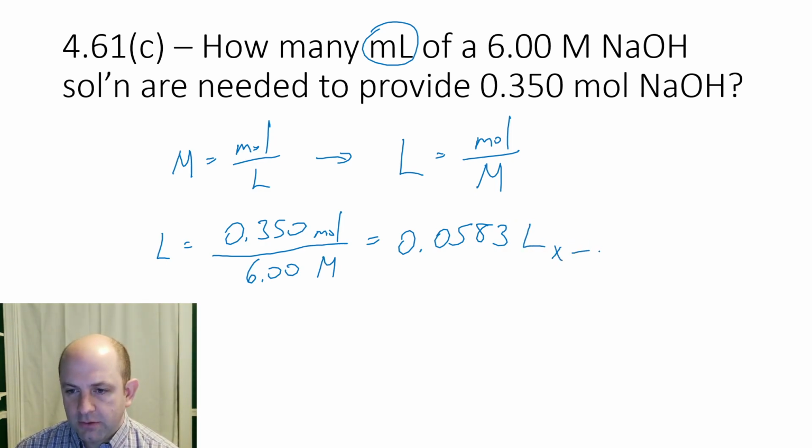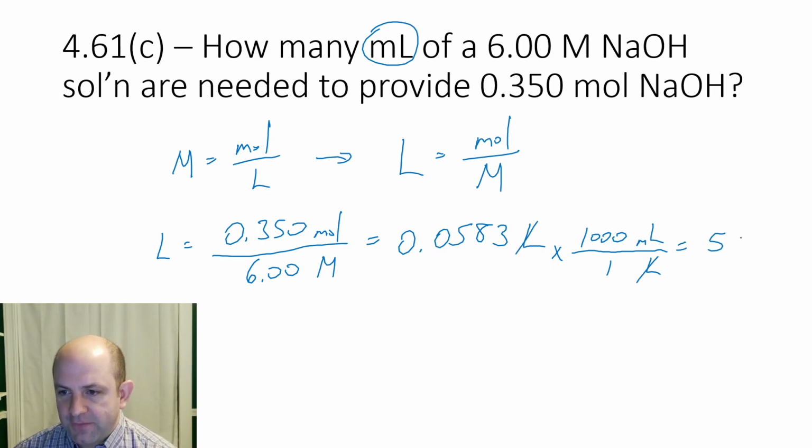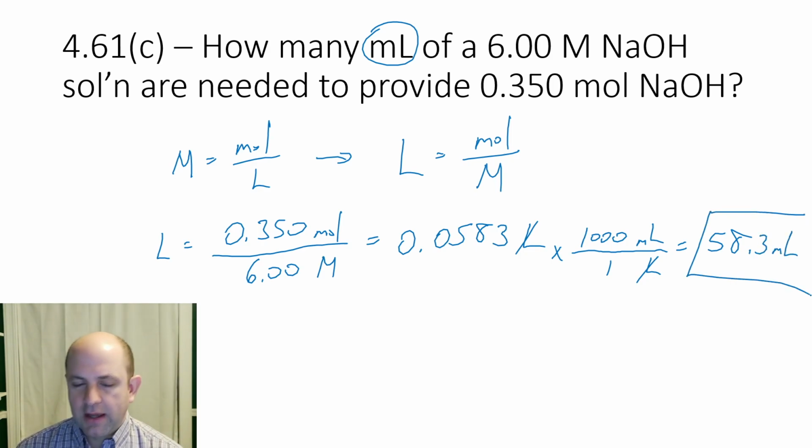Then to convert that to milliliters, if you hopefully have the metric system in your head, you can just move that decimal the 3 spots. But if not, remember that there are 1,000 milliliters in 1 liter. That will cross them out. We'll multiply by 1,000, so you get 58.3 milliliters as your final answer.